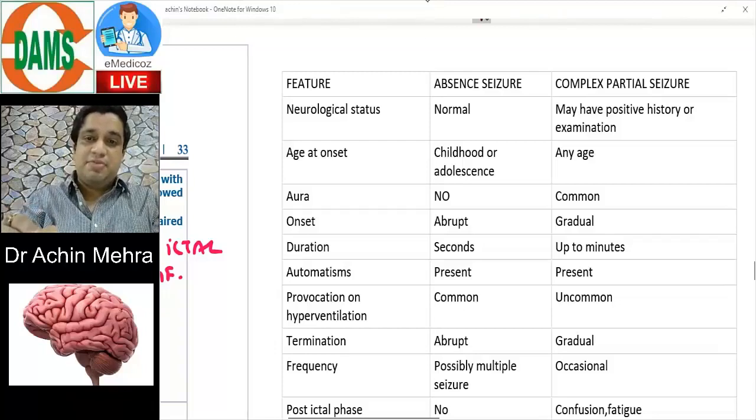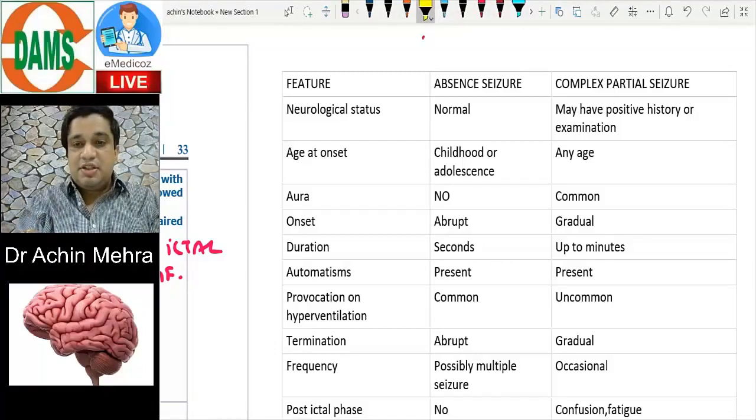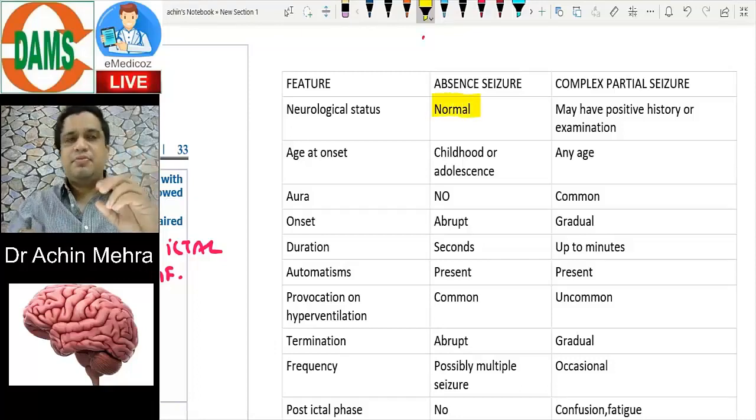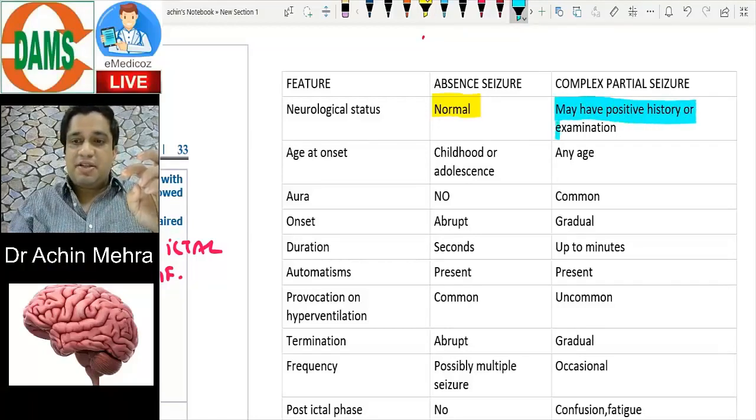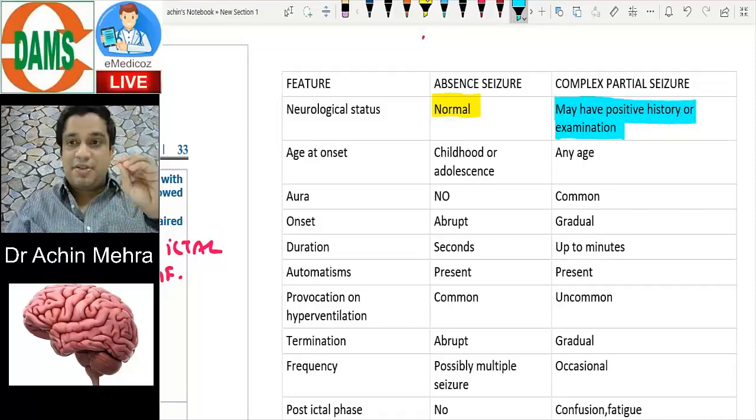Neurological status. First of all, remember, in an absent seizure, the neurological status is normal. That means there is no kind of focal neurological deficit in the background which is seen in the patient, right? And in complex partial or focal seizure with impaired awareness, we see what? We see a positive history or maybe an examination in the background. Now this positive history is regarding the family history. I'm not correct here. It's not regarding the family history. There is a past history of any kind of focal neurological deficit which the patient has suffered with, and of course on examination I might find it also.